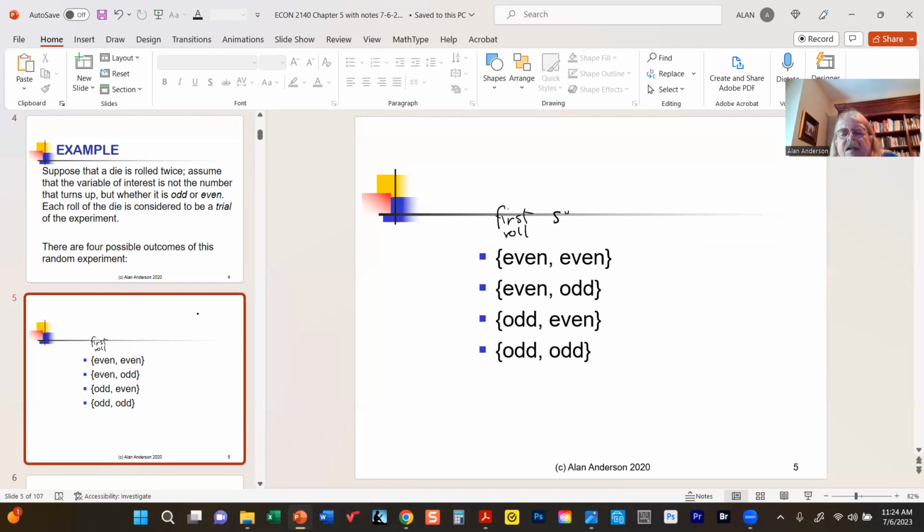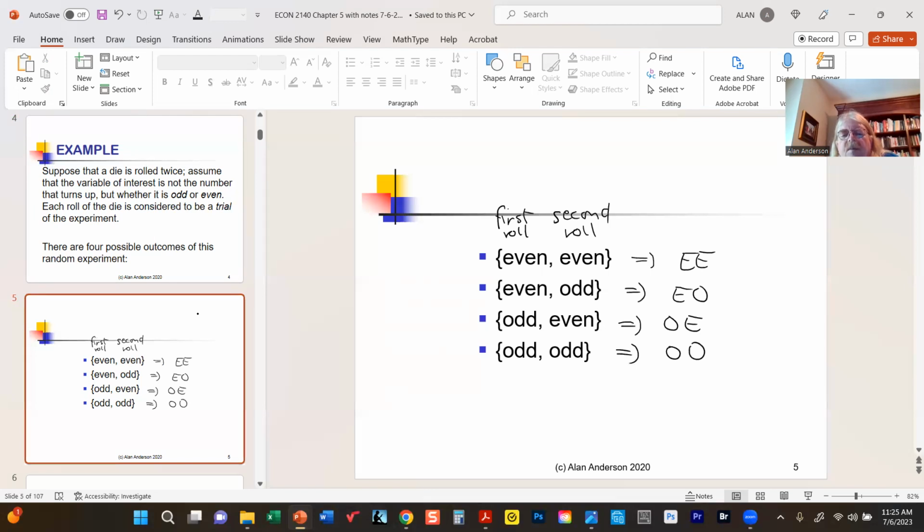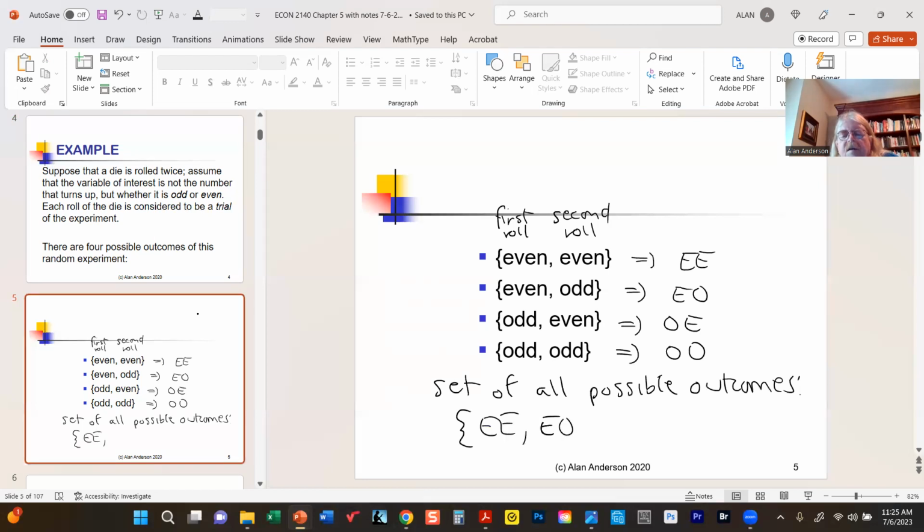And here's what happened on the second roll. Now, to make this notation even a little simpler, we're going to write this as EE, EO, OE, and finally OO. So the set of all possible outcomes of this experiment is going to be EE, EO, OE, and OO.